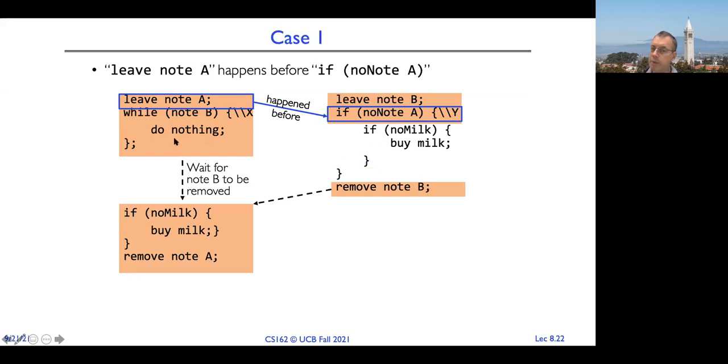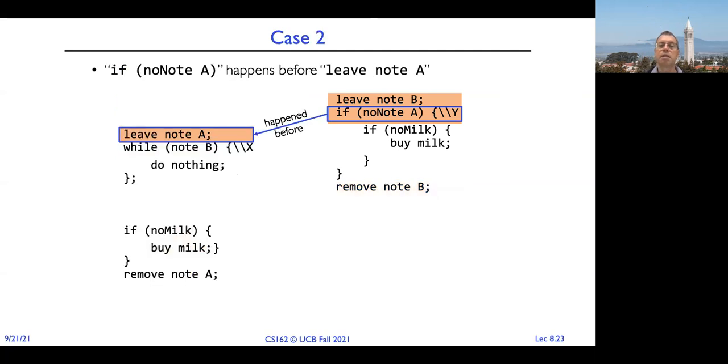But notice now what happens with thread A. Once thread B removes note B, thread A exits the while loop. It checks whether there is no milk, and there is no milk, and buys the milk. Okay? So in this particular case, thread A bought milk.